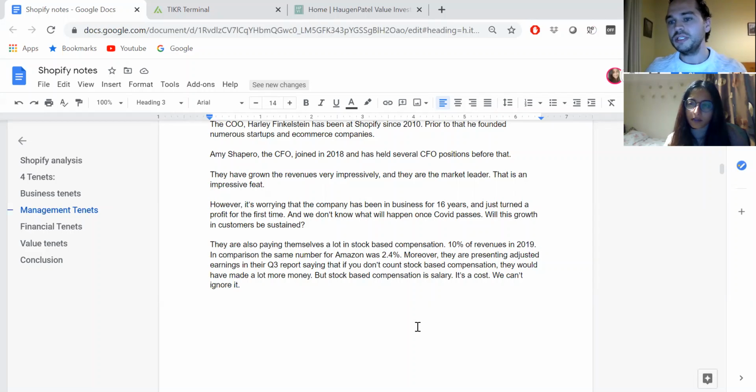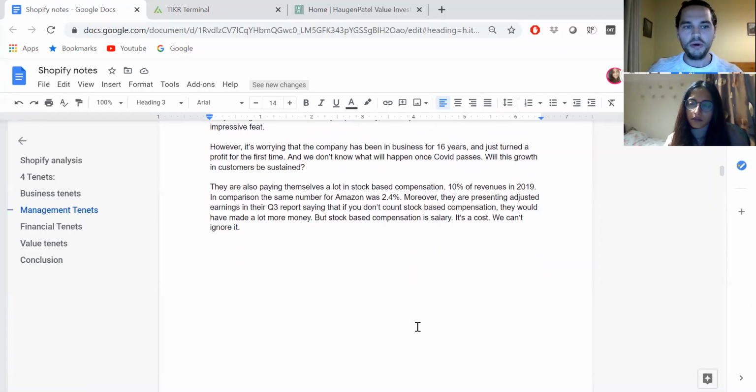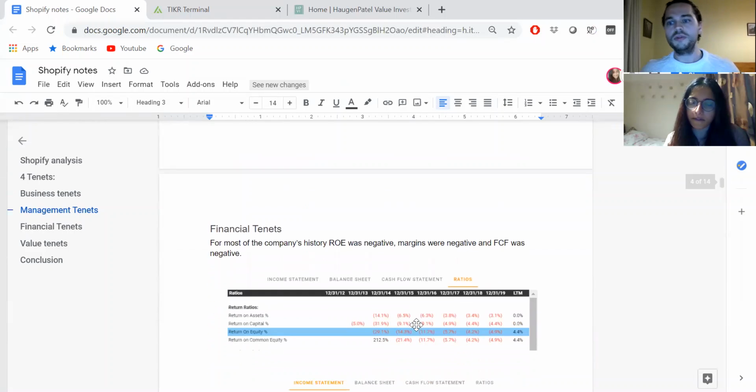I don't like it when management does that, and that's something Warren Buffett has pointed out a lot of times. Stock-based compensation is an expense, and in this case, it's a huge expense. When they give us adjusted earnings and say they're removing stock-based compensation, it just doesn't sit well with me. But that's just a small point I had. In summary on the management tenets, I would say it's good management. They've done impressive things, but there are certain things that I'm a bit uncomfortable with. So it's a bit of a flag.